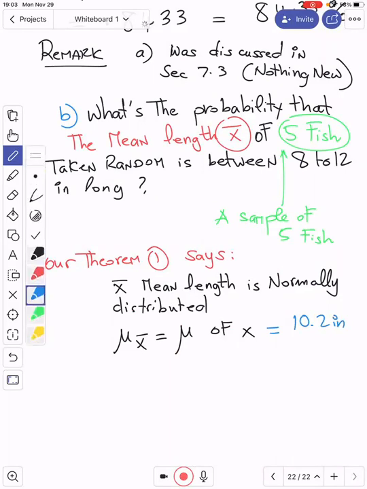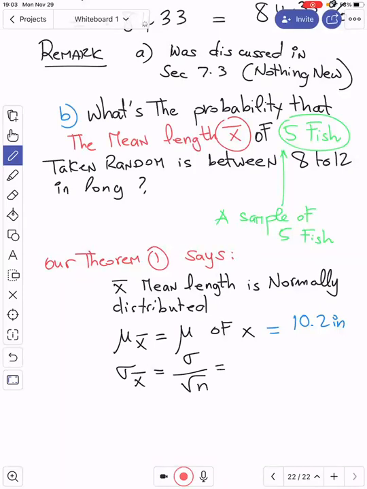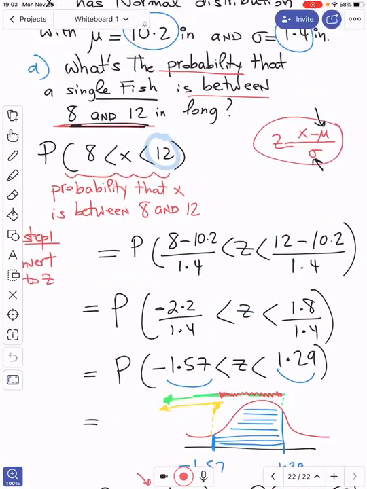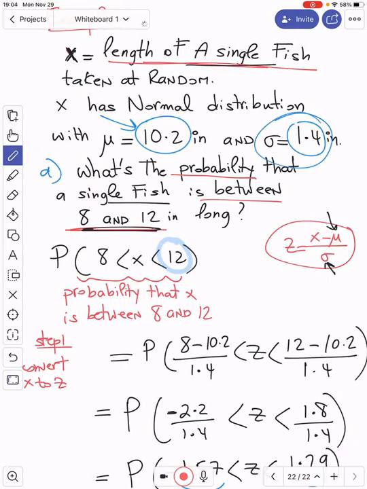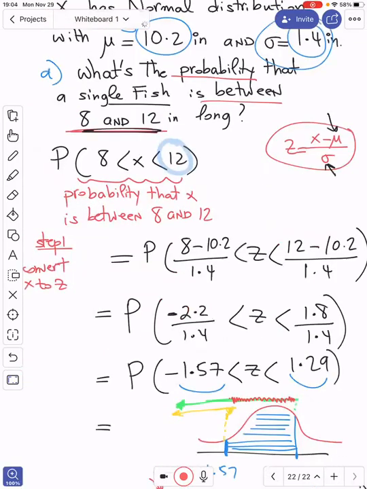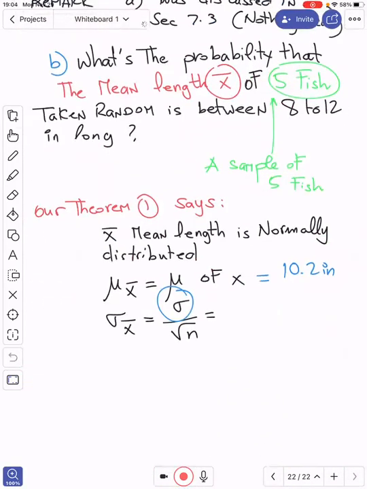And then the standard deviation of x bar is actually the standard deviation of x over the square root of n, right? So in our example, the standard deviation of x, sigma. Here's our sigma. As you can see, sigma is 1.4. So it's 1.4 divided by the square root of n.